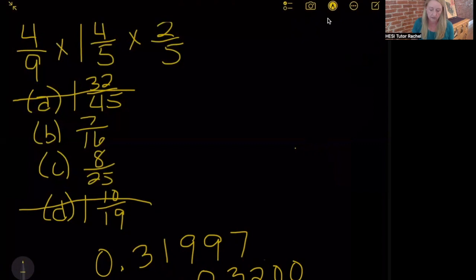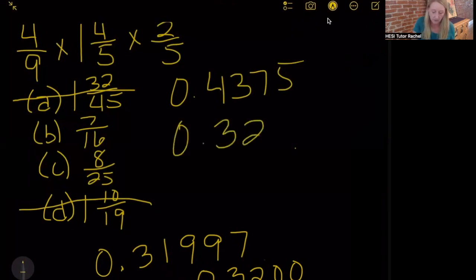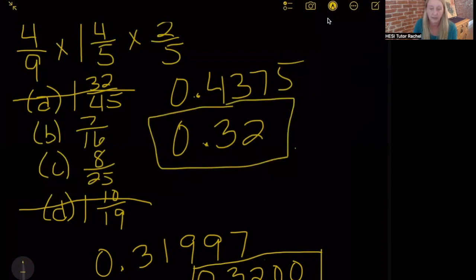So we've got 7/16. So 7 divided by 16 is 0.4375. That doesn't look like it's very close. Hopefully 8/25 will be better. 8 divided by 25 is 0.32. Now, hopefully you are already aware, but if not, I'll tell you now that 0.32 and 0.3200 are exactly the same thing. So when we rounded this one, we got 0.3200, and when we did 8 divided by 25, we got 0.32, exactly the same thing.